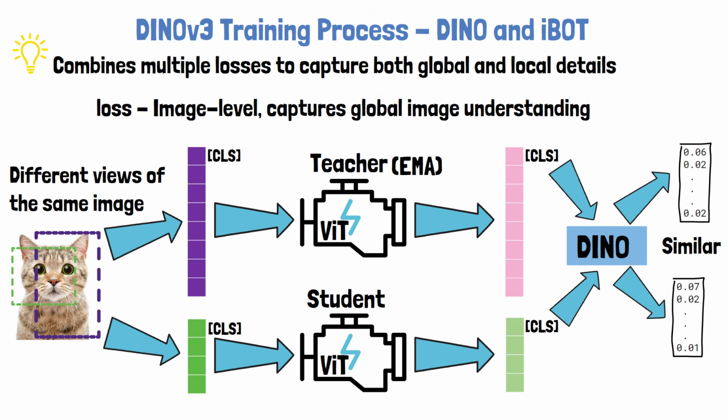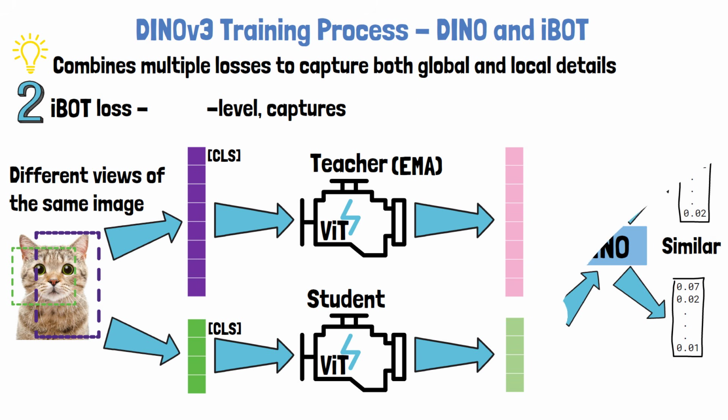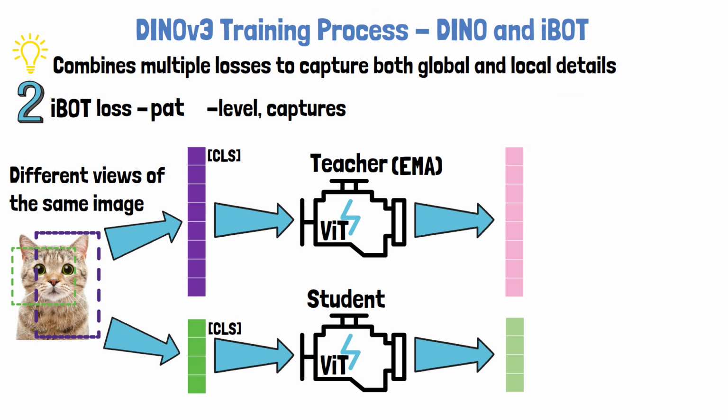The second type of loss is the iBOT loss. If the DINO loss helps the model to capture the big picture, iBOT helps it zoom into the details. This is a patch-level loss which captures local details, which is especially useful for dense prediction tasks such as segmentation. Like before, we use the multi-crop strategy. The teacher sees only the global crops, while the student sees both global and local crops. But this time, instead of comparing class-level outputs, we focus on the patch tokens.